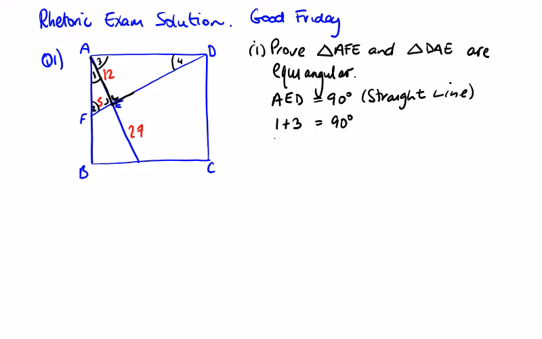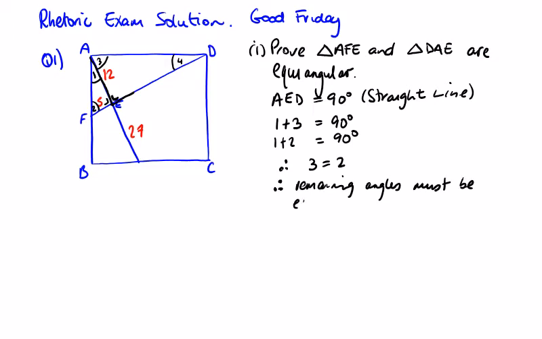And we can also say that 1 plus 2 is equal to 90 because there's 3 angles in the triangle, and if one of them is 90, the other 2 add up to 90. So therefore, 3 is equal to 2. And if 3 is equal to 2, therefore the remaining angles must be equal. And the remaining angles are 4 and 1. 4 is equal to 1. Therefore, equiangular.